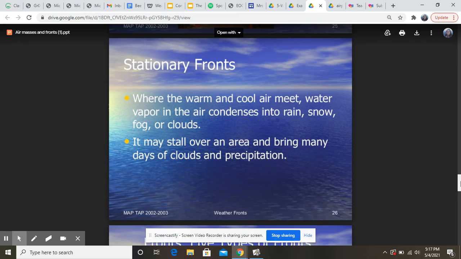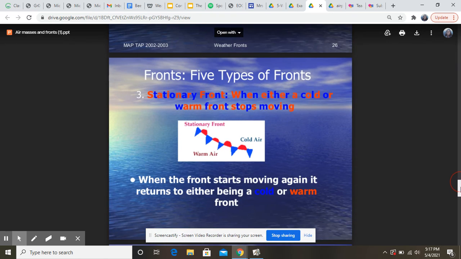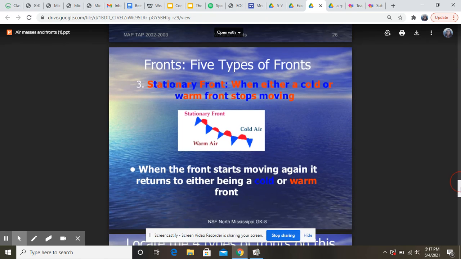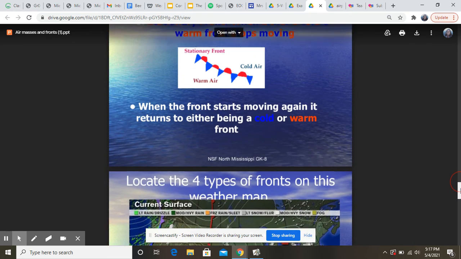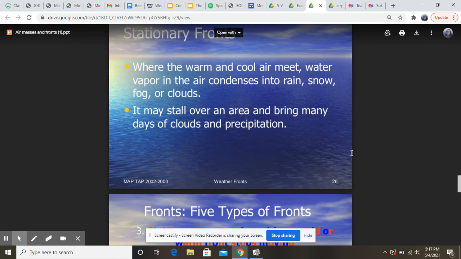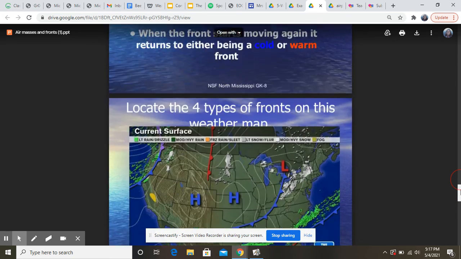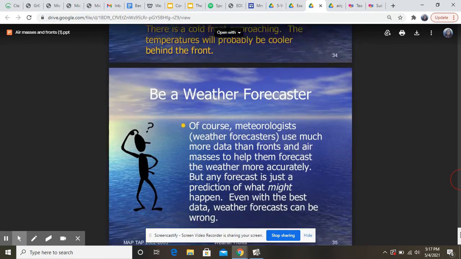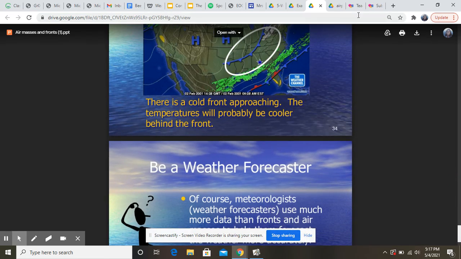So again, during all of these fronts, there is stormy weather. But after a cold front, there is cold weather. After a warm front, there is warm weather. So after a stationary front, it is still going to be rainy, cloudy, and stormy. All right, so this is identifying it on a weather map.